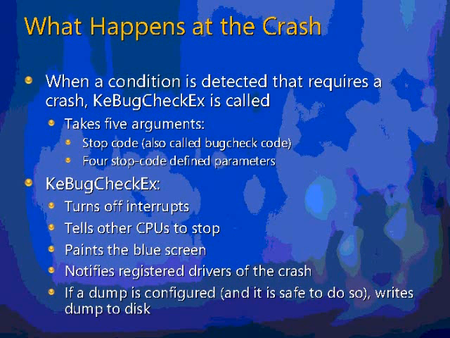So let's talk about what happens now at the time of a crash. When something in kernel mode detects a problem, it shuts down the machine by calling a function called KeBugCheckEx. That function takes five arguments. The first is called the stop code, and that's the component's high-level reason for why it's decided to crash the machine. The other four parameters you have to interpret with respect to what the stop code is. For a particular stop code, the first parameter might mean something; for a different stop code, it might mean something else. KeBugCheckEx turns off interrupts, tells all the other CPUs to stop processing, and paints the blue screen of death. Drivers can request notification of the crash, and they might want to do this if they want to shut down their hardware in a safe way. And now, if a dump is configured to do so, it writes a dump to the disk.